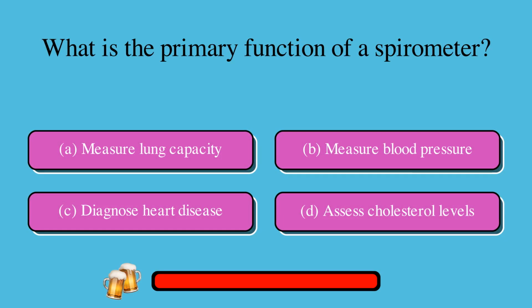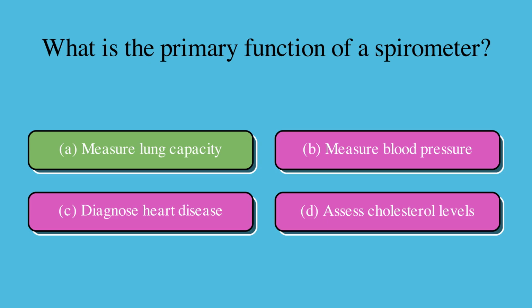What is the primary function of a spirometer? A. Measure lung capacity, or B. Measure blood pressure, or C. Diagnose heart disease, or D. Assess cholesterol levels. The correct answer is A. Measure lung capacity.